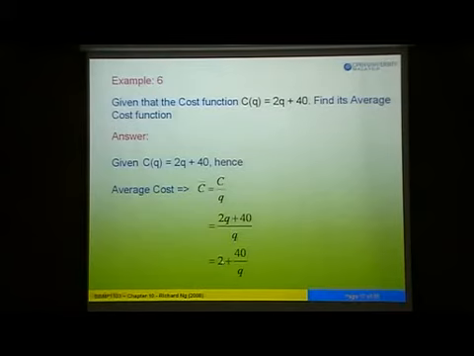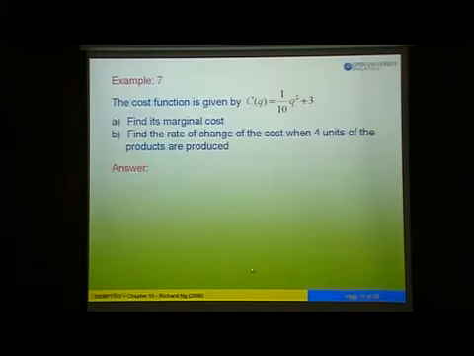q divided by q equals 2, and 40 divided by q we write as 40 over q. Okay. In example 7, the cost function is given as 1 over 10 q squared plus 3. We are asked to find the marginal cost, part A, and then part B, find the rate of change of the cost when 4 units of the products are produced. Okay, so the rate of change is actually the marginal cost. So let's look at part A.